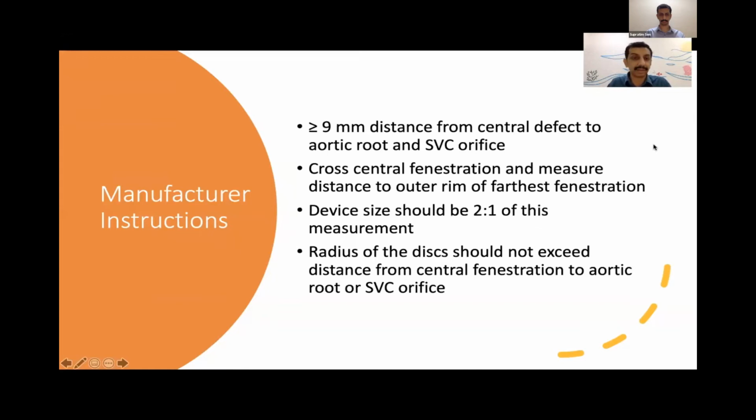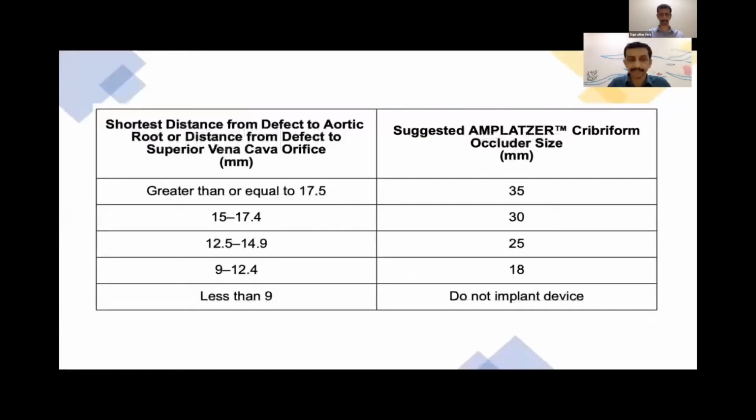So we need to cross the central fenestration as per the manufacturer instructions and measure the distance to the outer rim of the furthest fenestration, and then choose a device which is twice of this measurement. The radius of the discs should not exceed the distance from the central fenestration to either the aortic root or the SVC. And based on these recommendations, this is the sizing chart which can be used. So if the distance between the defect and the aorta and the SVC is less than 9 mm, we should not use this device. Between 9 to 12, we can use an 18 mm device. And as that distance increases, you can use up to the 35 mm device.